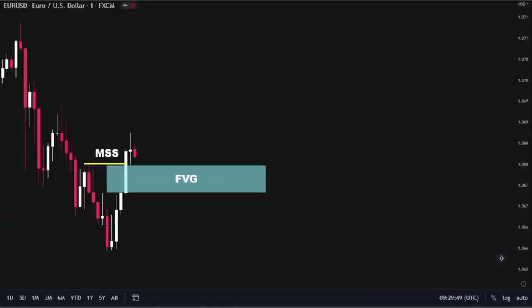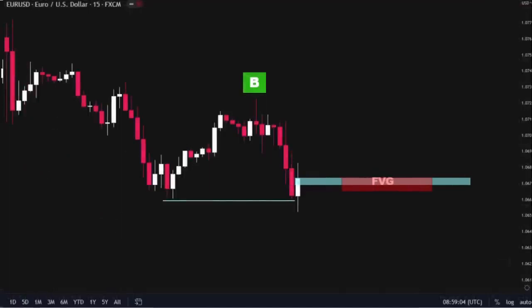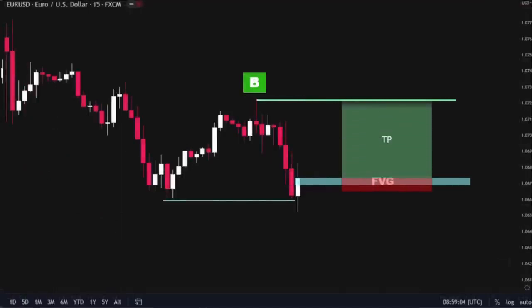So we set up our entry order at the highest zone of the fair value gap. And also we put our stop loss a couple of pips below the fair value gap's first candle. And for putting our take profit, we should zoom into the 15-minute time frame and put our take profit margin at the highest point of the B wave, as I explained before.